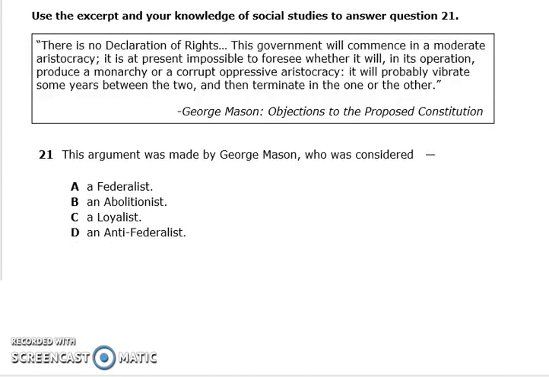Use this excerpt to answer question 21. This argument was made by George Mason, who was considered A. a Federalist, B. an abolitionist, C. a Loyalist, D. an anti-federalist.